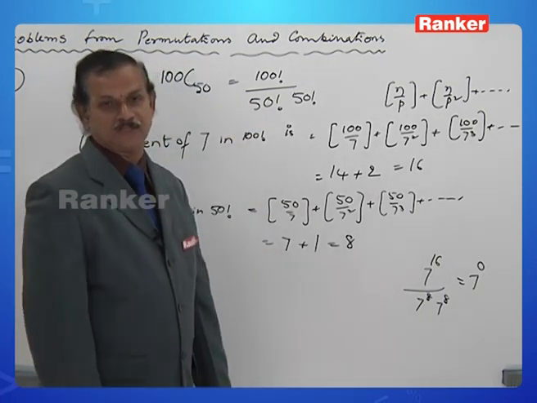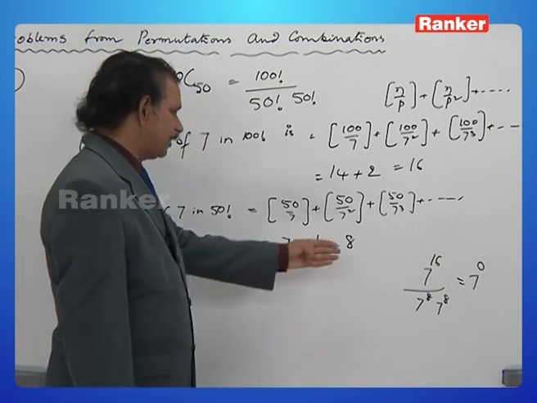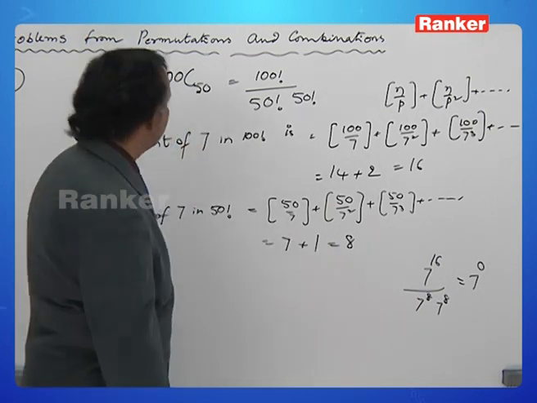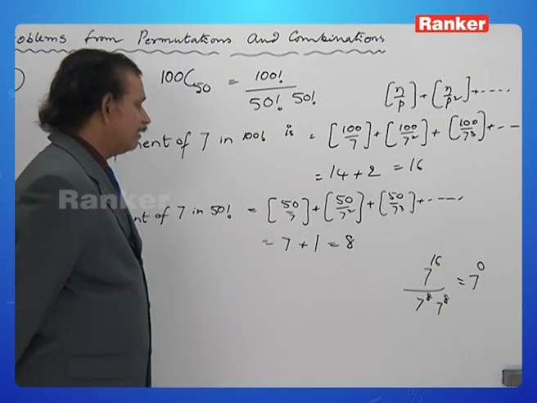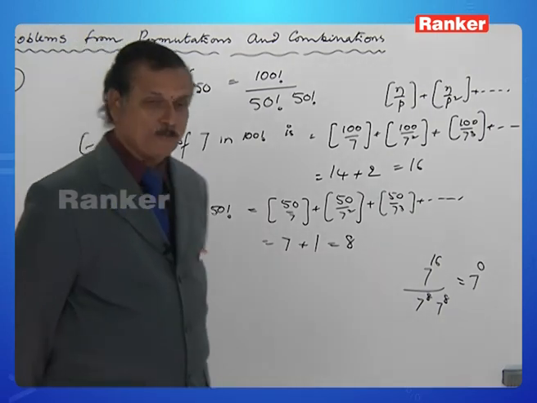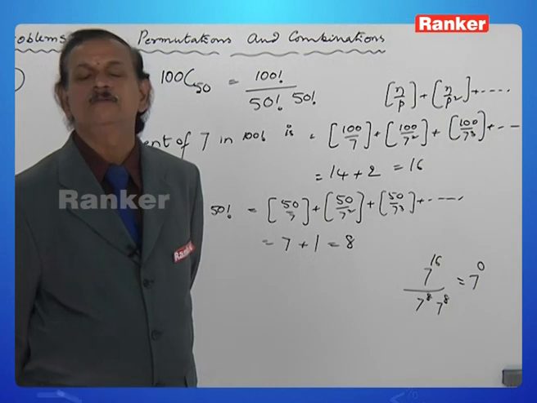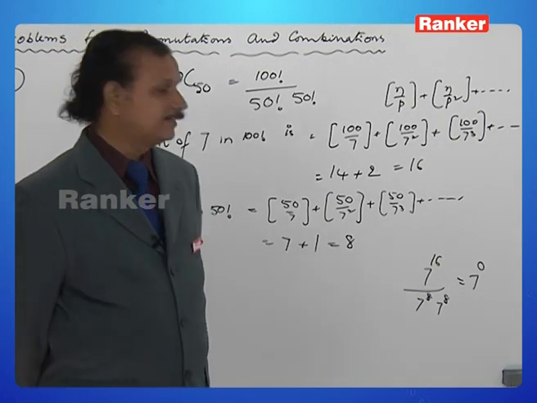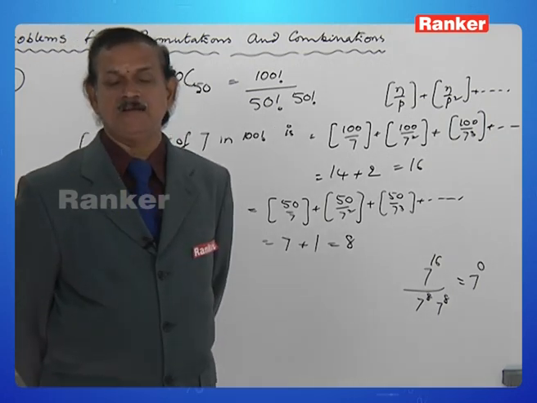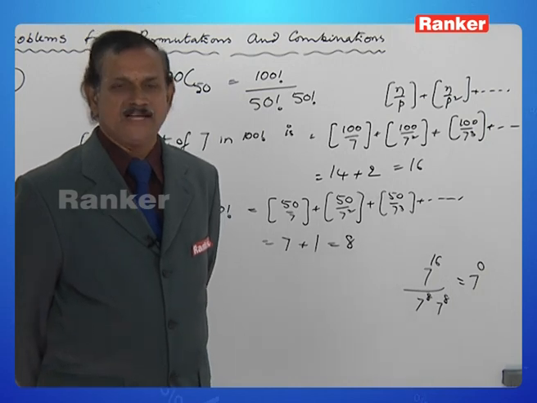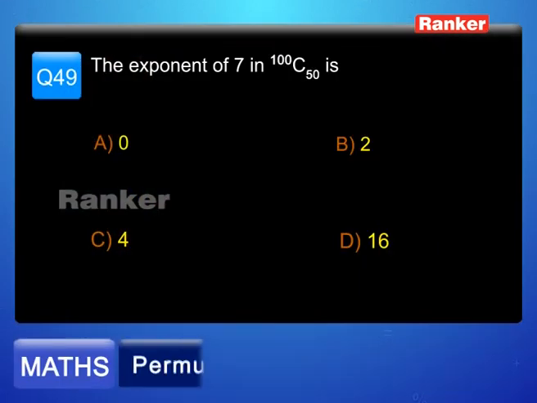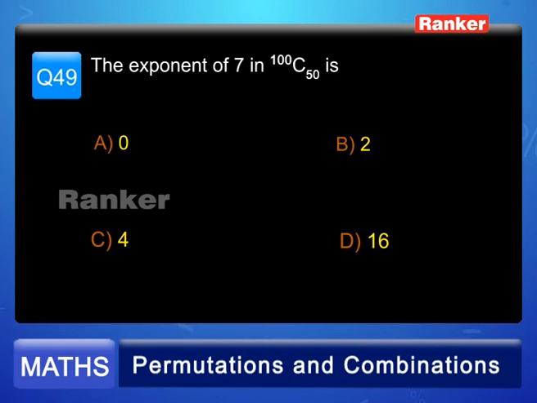7s will be cancelled. The largest exponent is 7 power 16 in the numerator and 7 power 8 into 7 power 8 in the denominator, the presence of 7s. So that in the ultimate number you will be having 7 power 0. Therefore, the exponent of 7 in the given number, that is 100C50, is 0. Therefore, the right answer is 0 and the right option is A. Right option is A. That is the question.